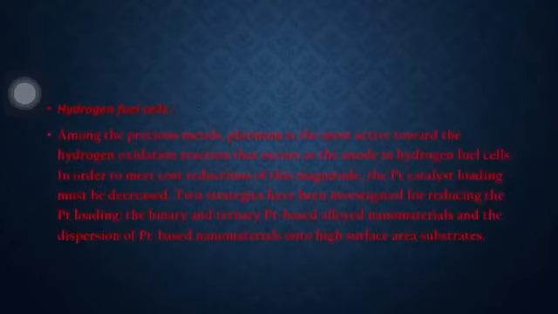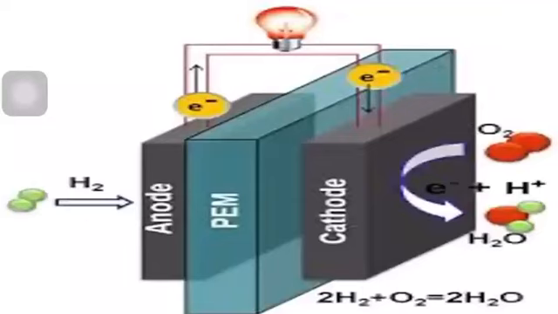Two strategies have been investigated for reducing the Pt loading: the binary and ternary Pt-based alloyed nanomaterials, and the dispersion of Pt-based nanomaterials into high surface area substrates. In this picture, you can see how the process is.